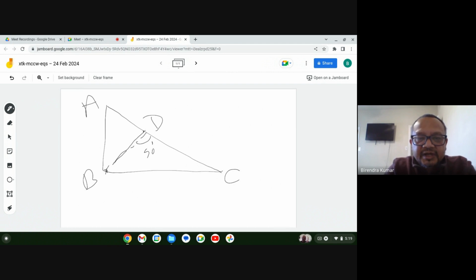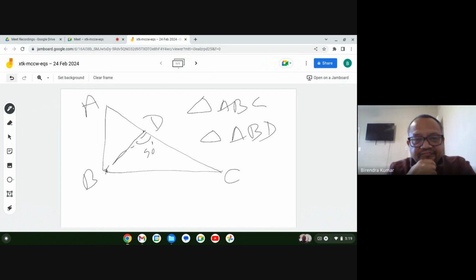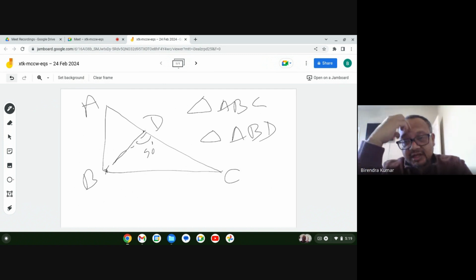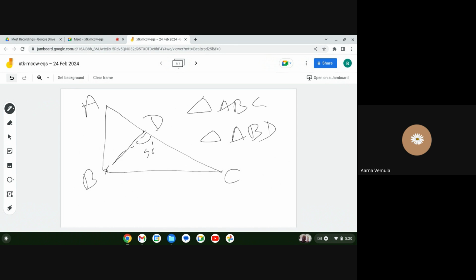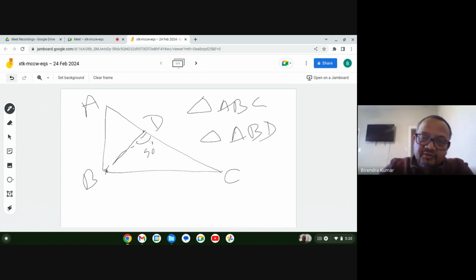Now look at two triangles: triangle ABC and triangle ABD. If you have a notebook and a pen, I would suggest you draw these two triangles in your notebook. Now you tell me, what do you see between these two triangles, ABC and ABD?